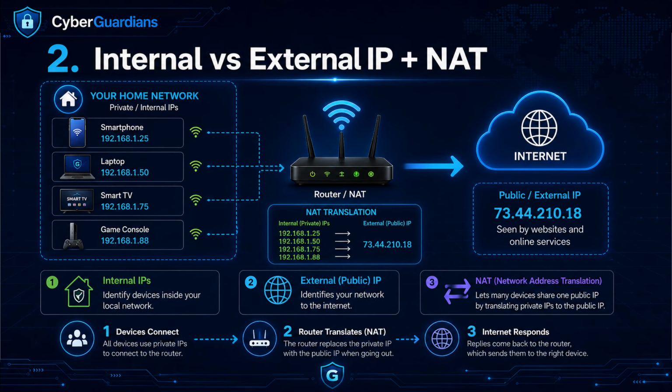When traffic comes back from the internet, NAT helps the router know which internal device should receive that response. So if your laptop visits google.com, the router keeps track of that connection and sends that response back to your laptop, not your phone or smart TV. NAT matters because it helps many devices share one public IP address. It also helps explain why your internal IP address and external IP addresses are not always the same.